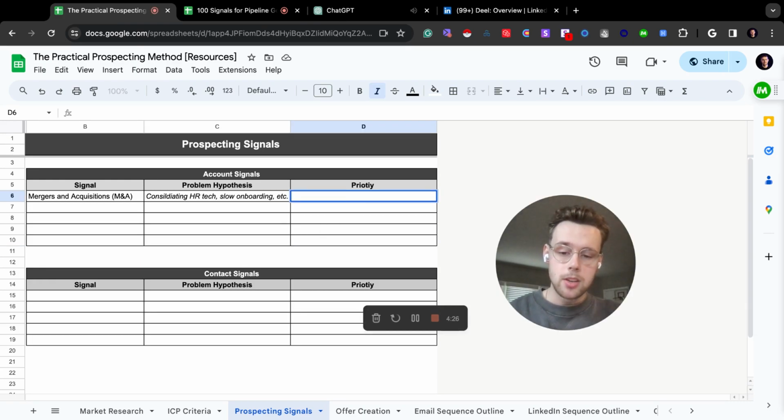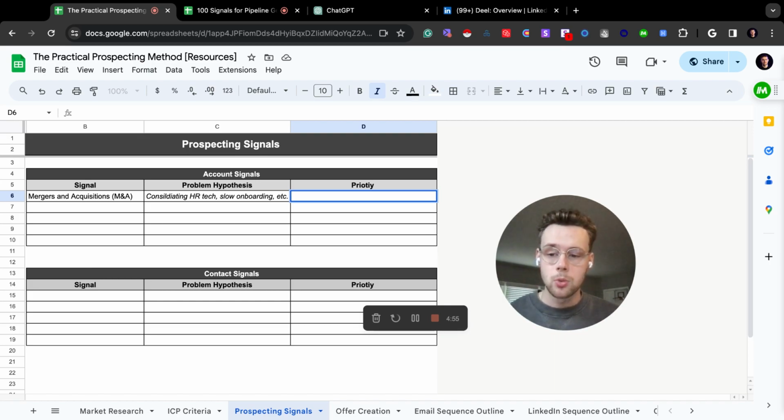The next thing you want to do in terms of the third step, so the first step was finding the signal, second step is finding the problem hypothesis, third step is the priority. And the priority is based on two things. So one, how impactful is that signal in terms of giving me a good problem hypothesis? So a merger and acquisition is probably really good. But maybe something like recent funding is sure a signal I could go after, but it's not going to be that impactful. And then the second piece to it is how easy is it to find?